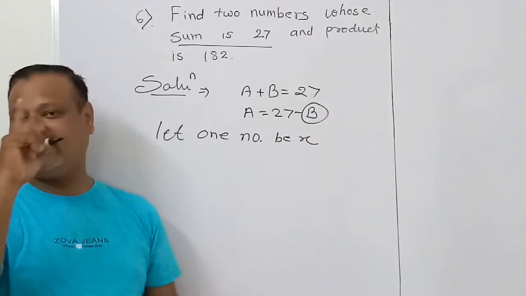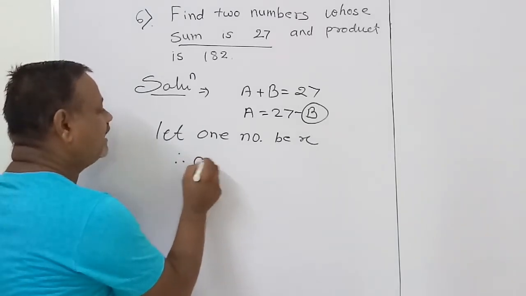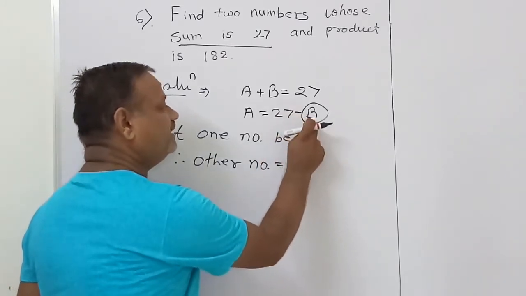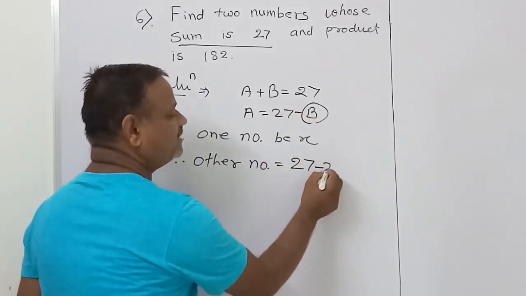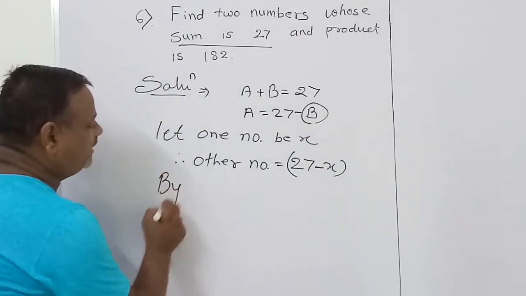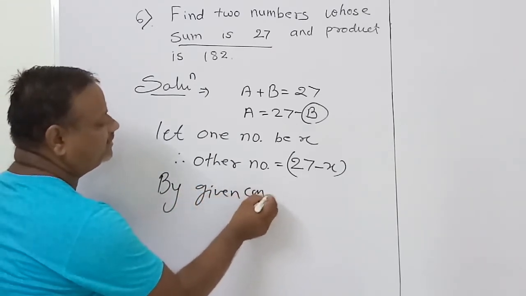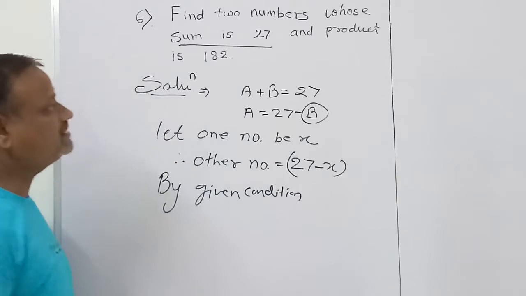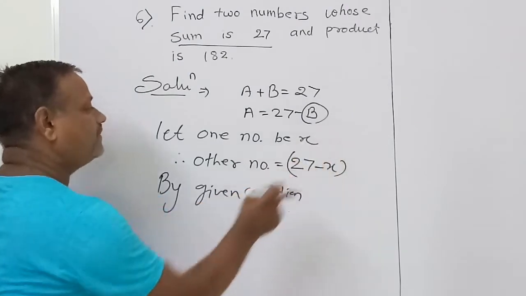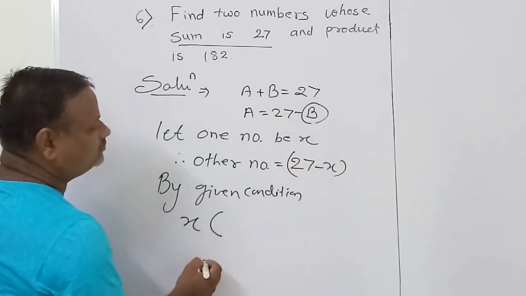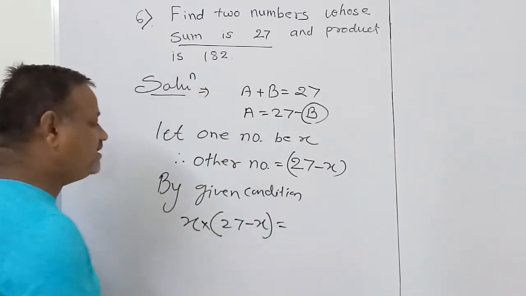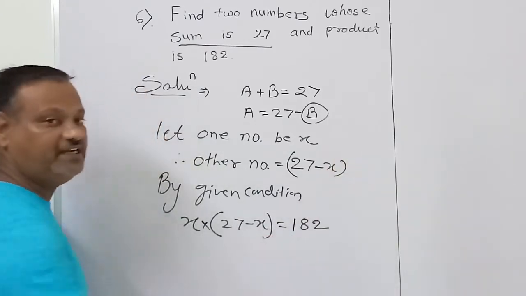Therefore let one number be x. What did we consider one number as? x. Therefore the other number is equal to, what will we get? 27 minus x. So the other number is 27 minus x. We got two numbers. Now by the given condition, what condition is given here? Product means what? Multiplication. So the multiplication of these two numbers, that is x into (27 minus x), and the product is given as 182. So we write 182.